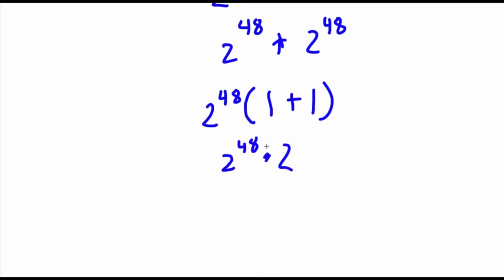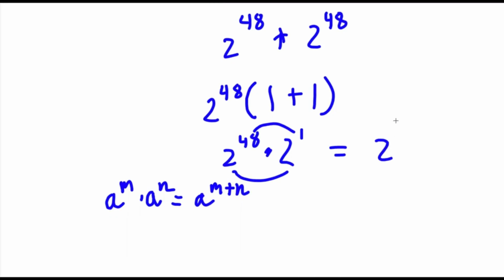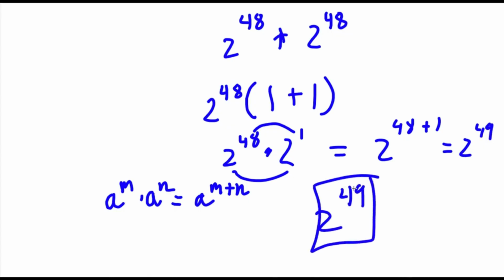Now, 2 here, this is the same thing as 2 to the power of 1. And as you can see, these two have the same bases. And when I'm multiplying two exponents with the same bases, let's say a to the power of m times a to the power of n, this is equal to a to the power of m plus n. So these two will add to each other, meaning this will be equal to 2 to the power of 48 plus 1, which is equal to 2 to the power of 49. So 2 to the power of 49 is our answer.